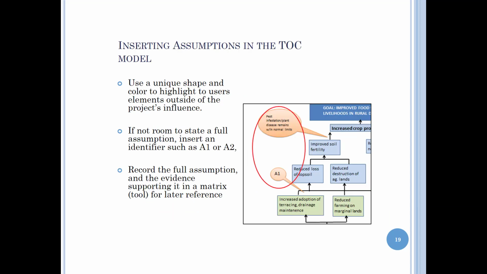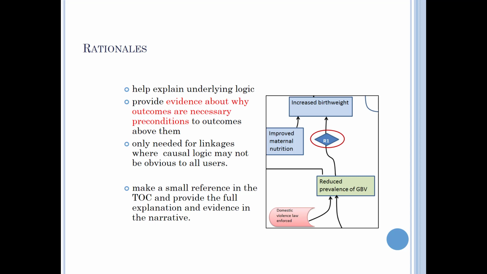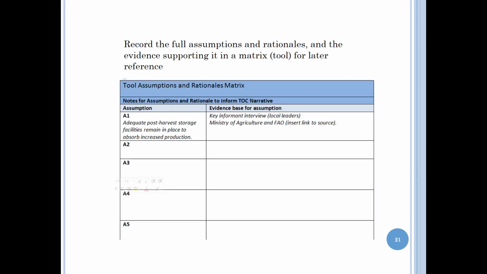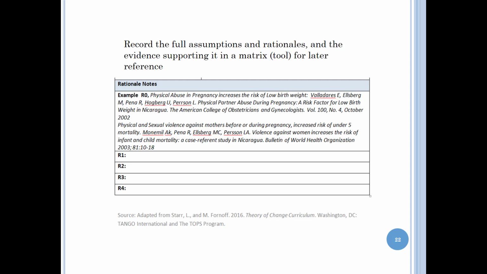After you have indicated the assumptions and the rationales in some boxes in your theory of change tree, you can have them in a table like this one, where you explain the assumption in more detailed formulations, and you can even have an indication about the references where you're getting this information, the evidence base for this assumption. You can have some literature, some reports on which you are basing your assumption. The same for the rationales.